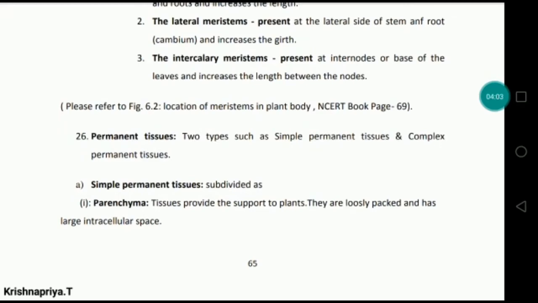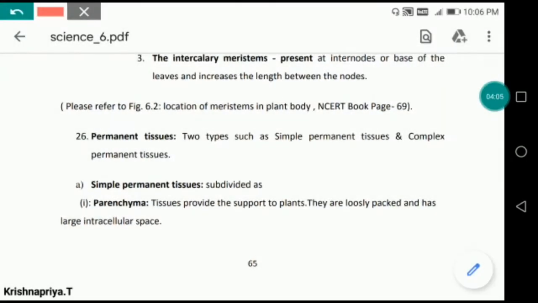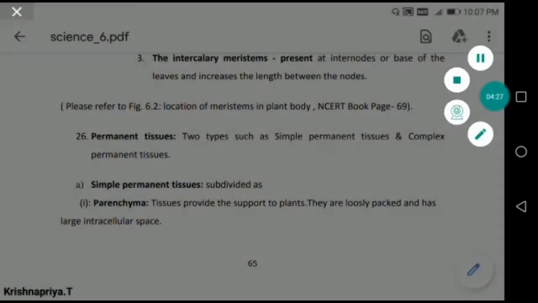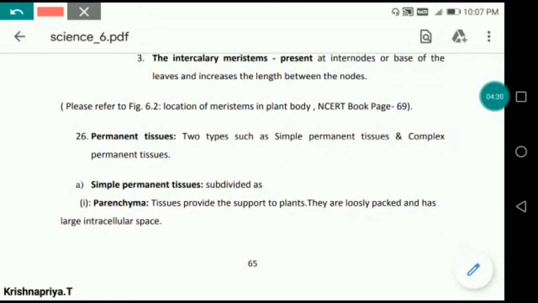Now come to the permanent tissue, because in a plant two types of tissues are there, meristematic tissue and permanent tissue. Meristematic tissue is again divided into three types: apical, intercalary, and lateral meristematic. Now come to the permanent tissue. What is permanent tissue, and where is it present? Permanent tissue is again divided into two types: simple permanent tissue and complex permanent tissue.